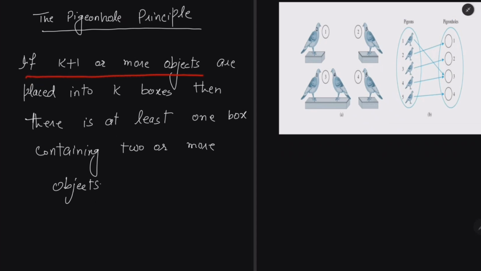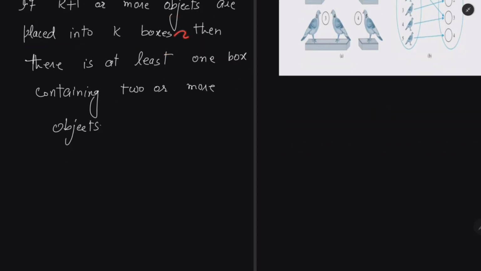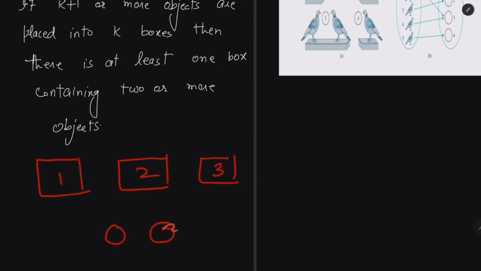According to this principle, if we generalize, for example, if we have box 1, box 2, and box 3, but there are, for example, four balls, it means that more than one ball will be placed in some box. This is the pigeonhole principle.